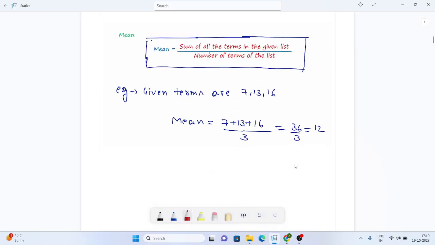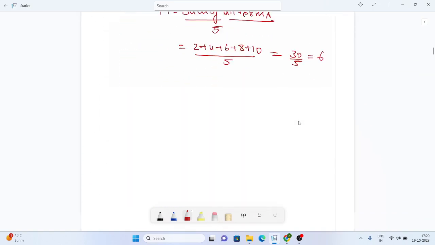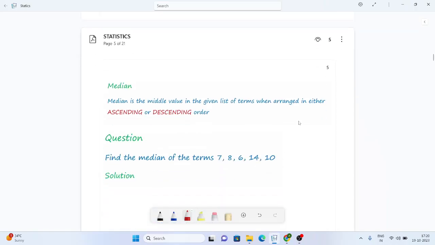Okay, so note down all this. First note down the definition of mean. Then second one, note it down. Okay, so second one, write down this example. Done.